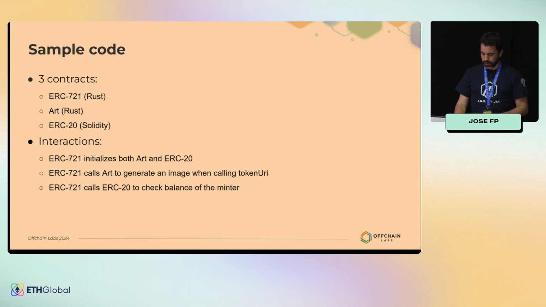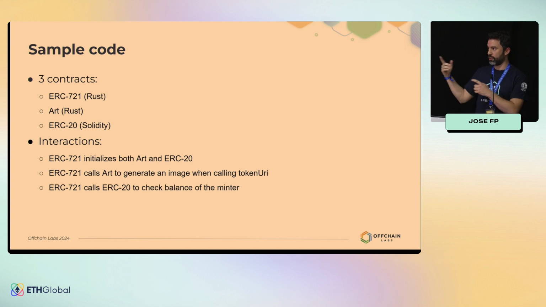Okay, so let's now take a look at an example project. This project is going to have 3 contracts. It has an ERC721 contract written in Rust, an ART contract written in Rust, and an ERC20 contract written in Solidity. And we are going to see the following interactions. So the ERC721 is going to initialize both the ART and the ERC20 contract. In this specific case, when calling the token URI method of the NFT contract, the image is going to be generated by the ART contract.